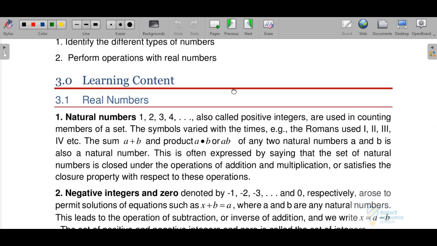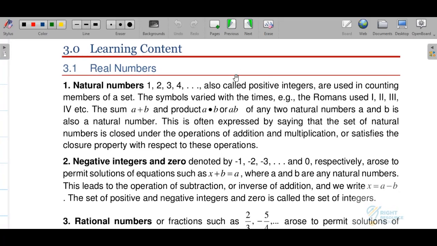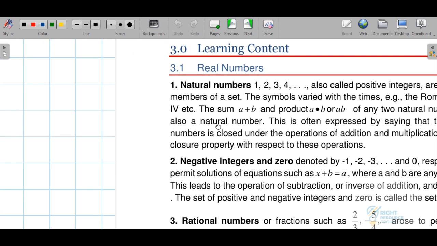Let's talk about this now. When we speak of real numbers, we are referring to a universal set of numbers. All numbers are called real numbers except for complex numbers. Complex numbers are a set of themselves.